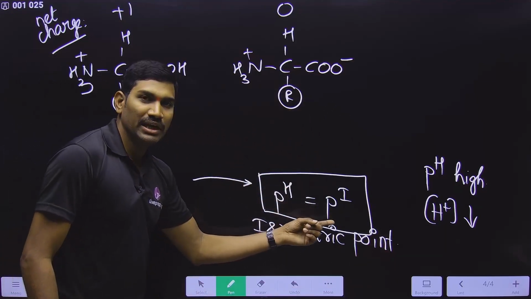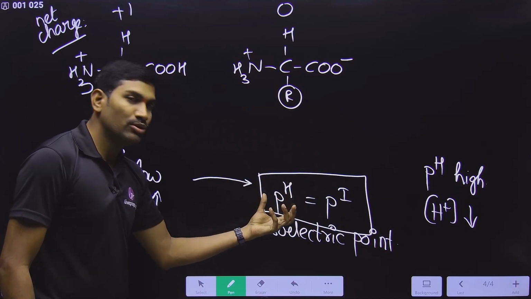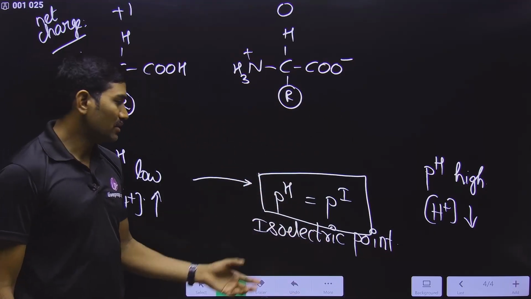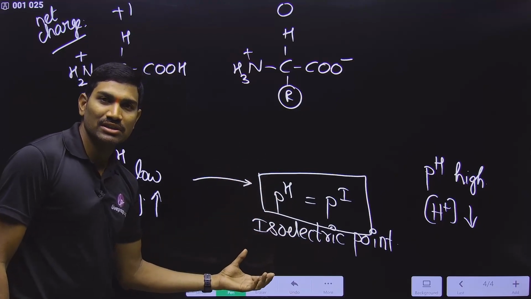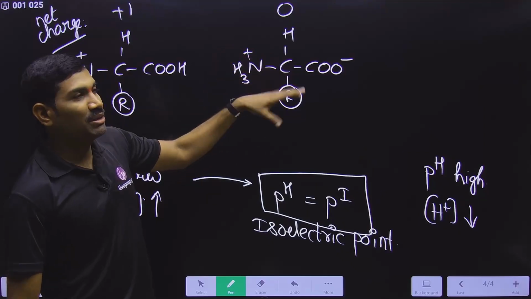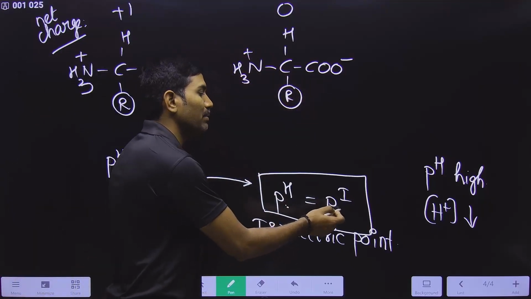What is pI? pI is a particular pH value. The pH value at which the isoelectric point means what? The number of positive charges is equal to number of negative charges, or net charge of amino acid is 0. That particular pH value is called as a pI.